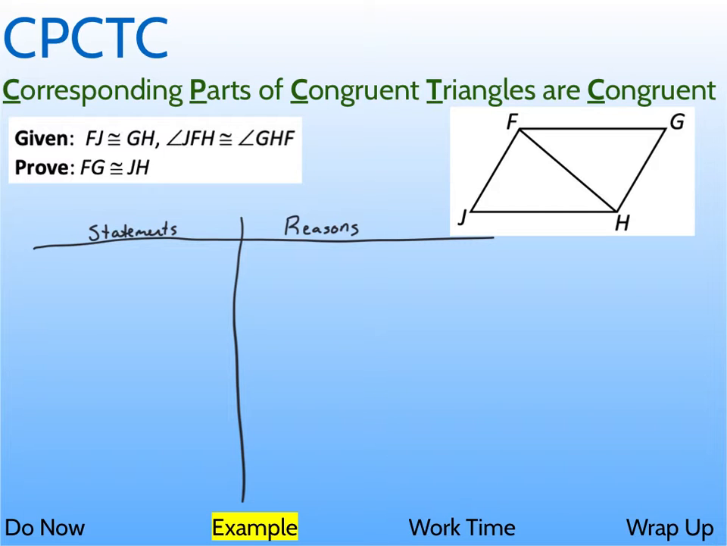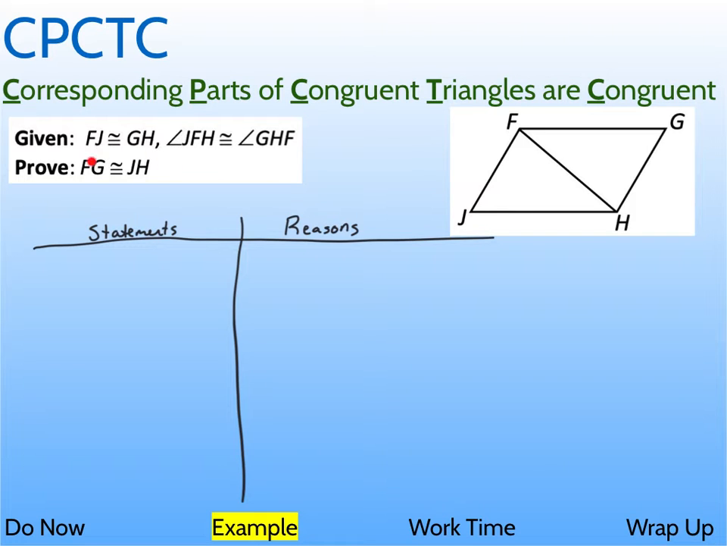So in this proof, we're given that FJ is congruent to GH and angle JFH is congruent to angle GHF. So this angle. And we want to prove that FG is congruent to JH. So we want to prove these two sides are congruent.